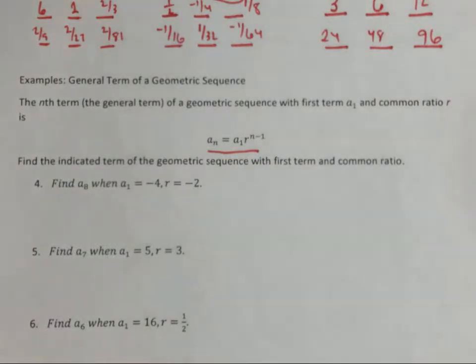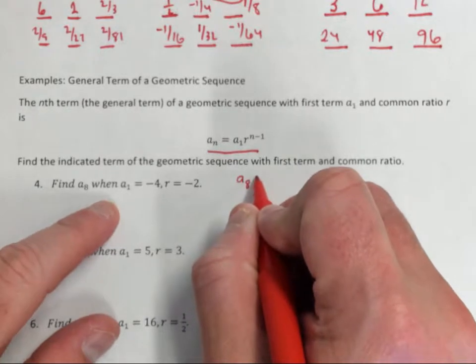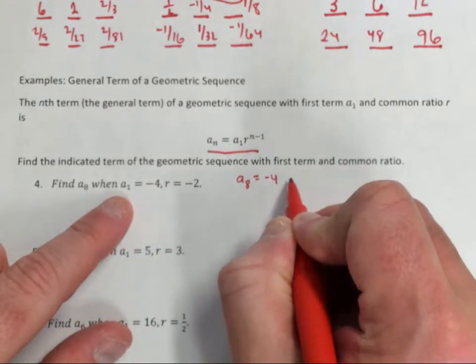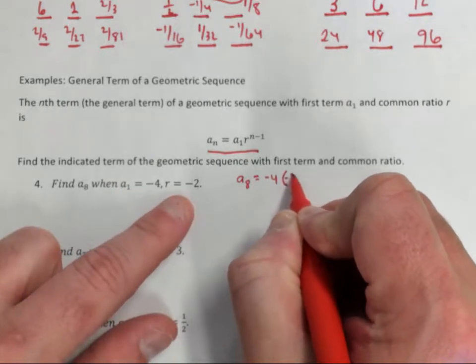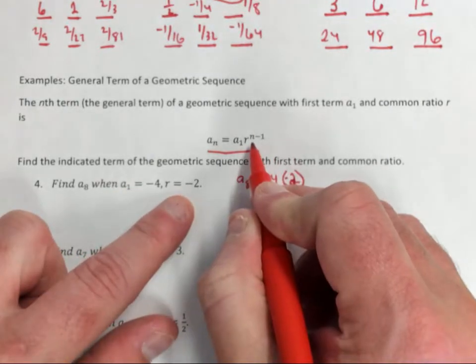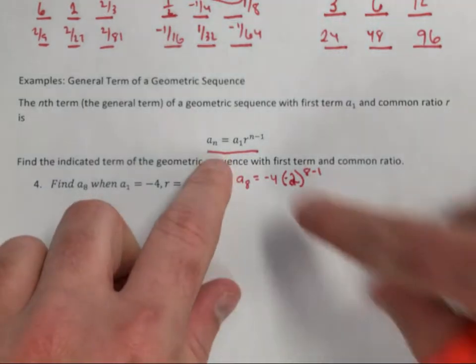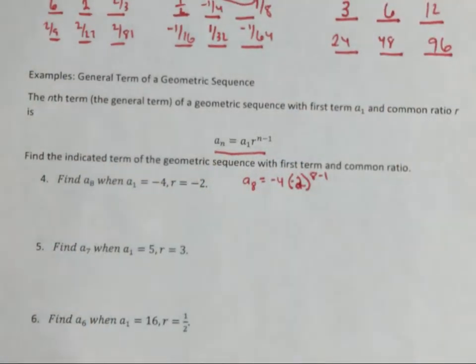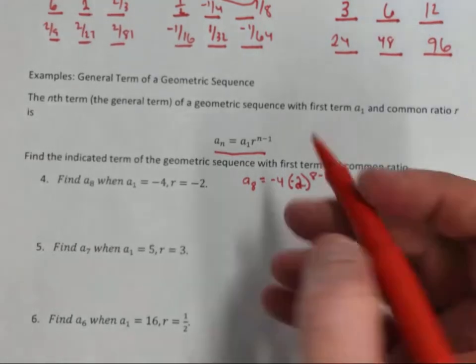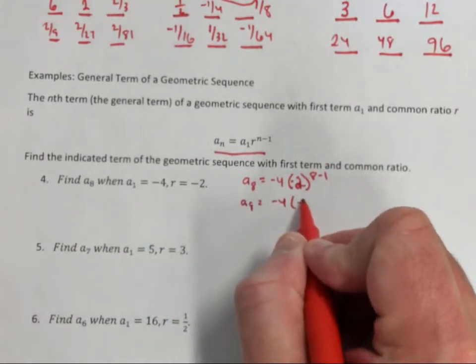Alright, so on number 4, I want to find a sub 8 equals a sub 1, which is negative 4, times the r, which is negative 2, raised to 8 minus 1, because your n and the n are both 8 here. So a sub 8 equals negative 4 times negative 2 to the 7.